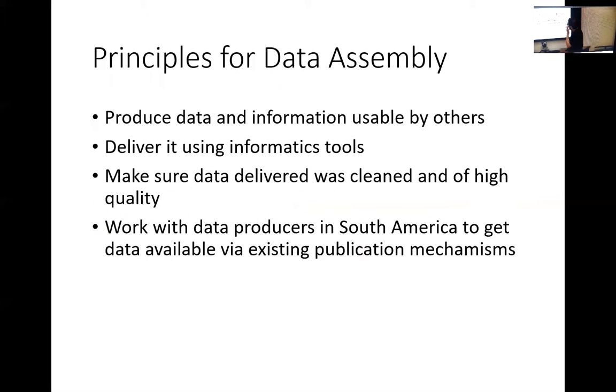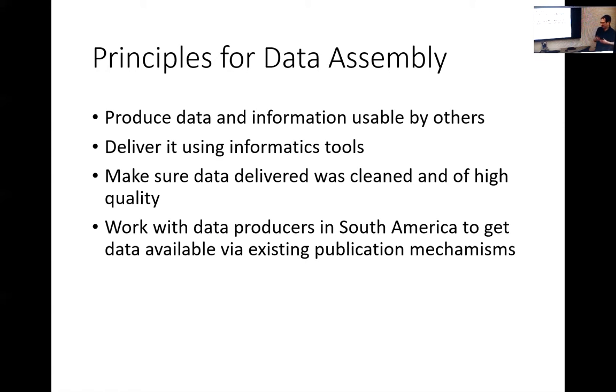So what I wanted to do, as someone who's focused on data assembly, which is why I wanted to talk about this, is to produce data and information usable by others, deliver it using informatics tools, and make sure that data was cleaned and of high quality, and to actually work locally in great networks with data producers. And Pam mentioned species linking is a great thing to mention. Because we work so much with the green species, or canals and canals to basically help mobilize information that would otherwise not be.